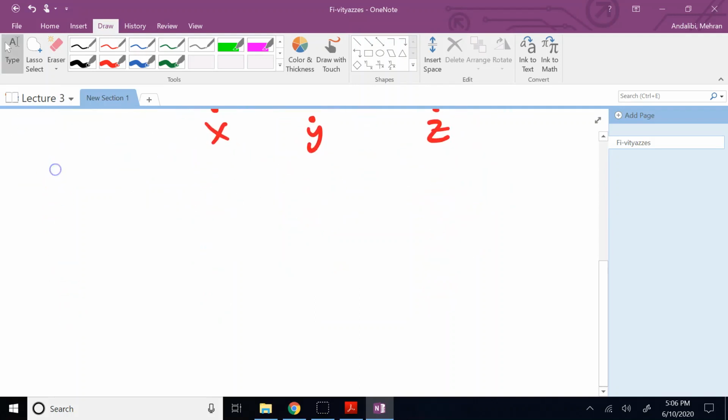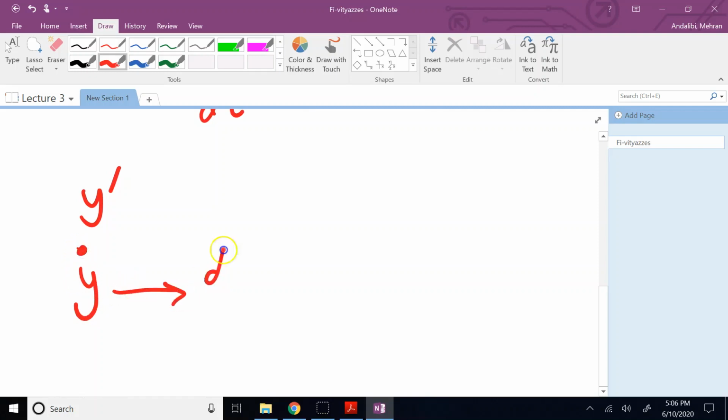Okay? So dot is basically what? Time derivative. Then you might say, what is prime? So what's the difference between, let's say, y prime and y dot? Well, y dot means derivative of y with respect to time. So what about y prime? Then that's the derivative of y with respect to something else.